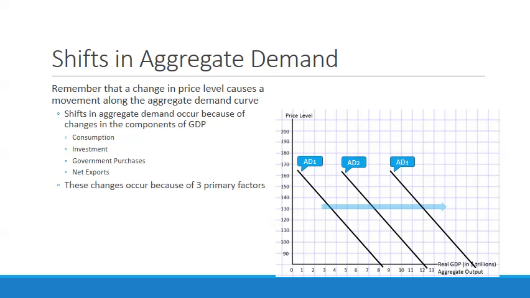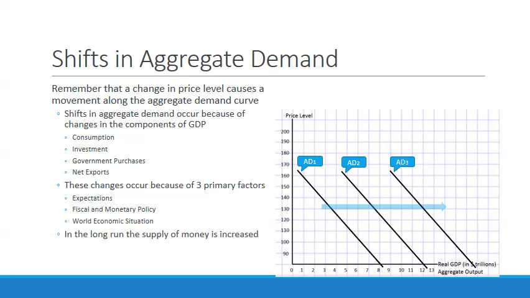So these changes occur because of three primary factors that we looked at: expectations, fiscal and monetary policy, and world economic situation, or exchange rates. So in the long run, the supply of money is increased. And so we know that this money supply is going to increase, whether it's because of monetary policy with the Federal Reserve, or if it's a result of credit cards and loans that we're going to talk about.